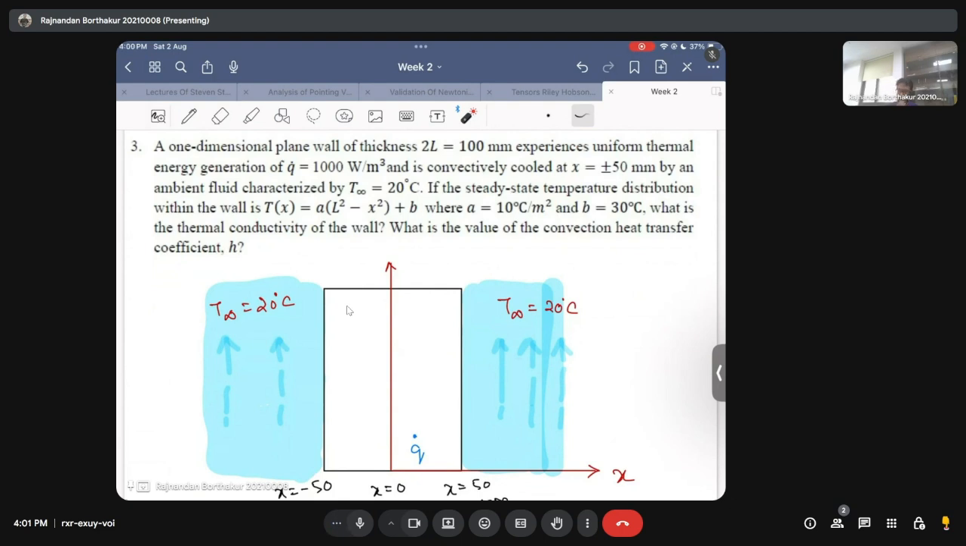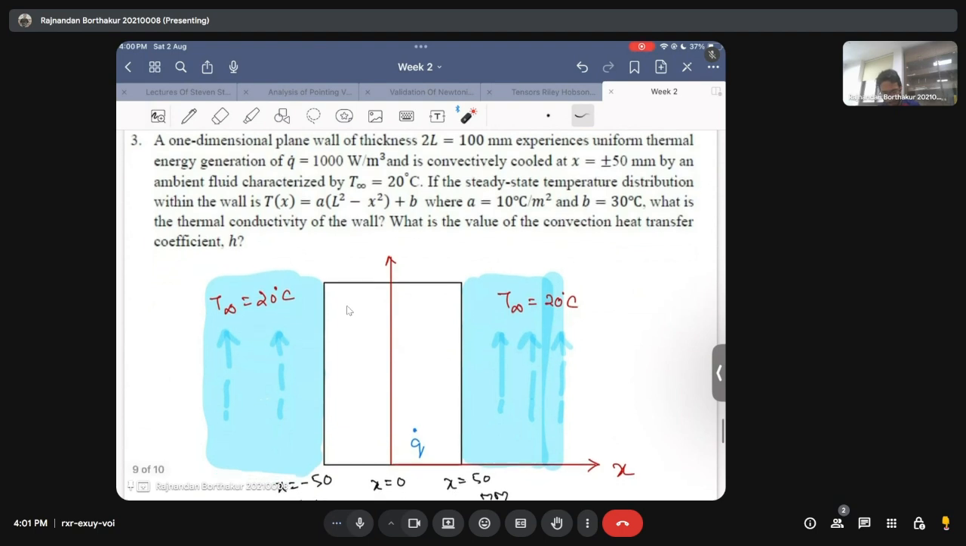Okay, so before me reading out the problem, I would ask you to go through this problem, and I have also drawn the schematic for you below, as you can see on your screen. Please go through this problem once, and then I'll discuss the nuances of it.